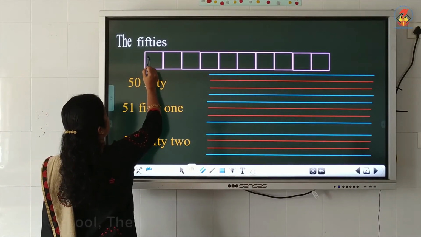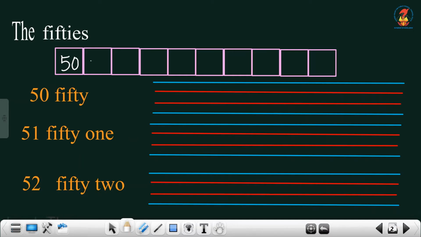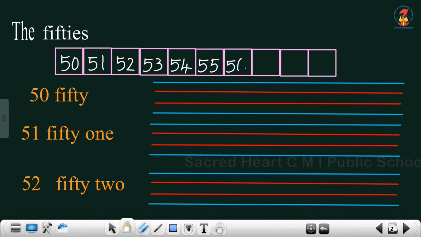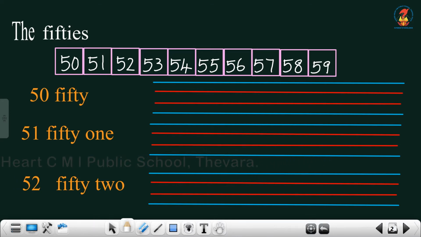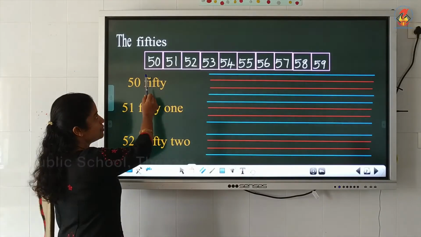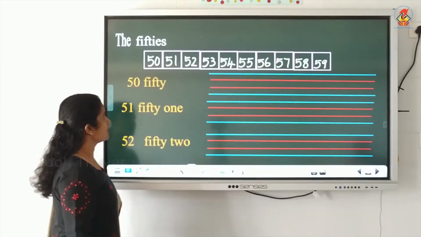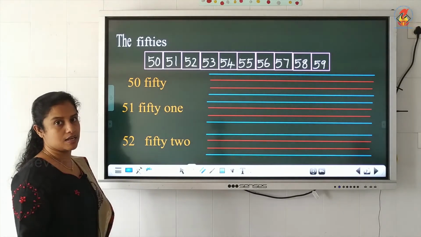50. 51, 52, 53, 54, 55, 56, 57, 58, 59. So the family of 50s means numbers from 50 to 59. Now we'll write the number names as well as numbers.